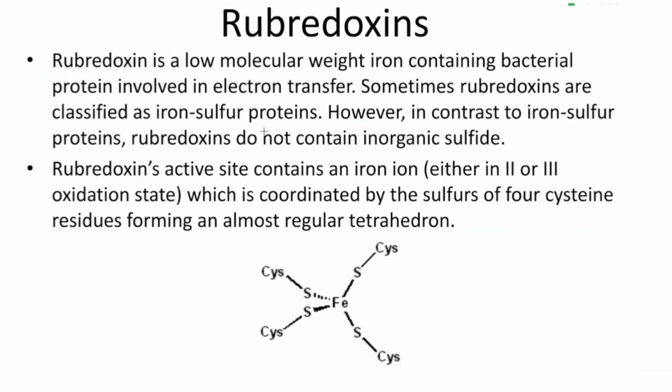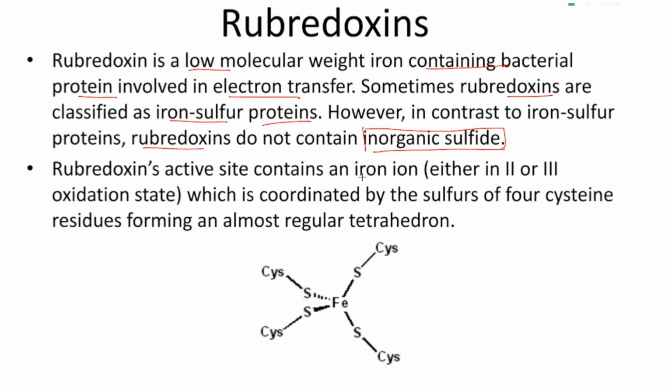Let's talk about rubredoxins. So rubredoxins are low molecular weight iron containing bacterial proteins. They are involved in electron transfer. Sometimes rubredoxins are also classified as iron sulfur proteins. However, in contrast to iron sulfur proteins, rubredoxins do not contain inorganic sulfide. Okay, this is very important, that rubredoxin does not have inorganic sulfide in it.